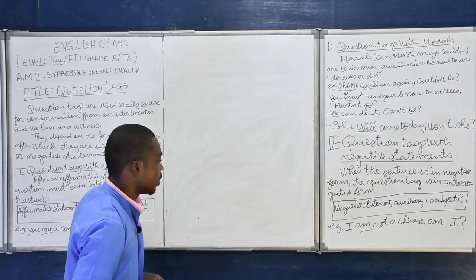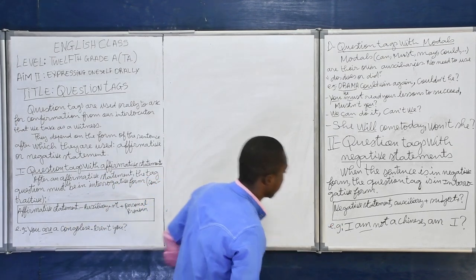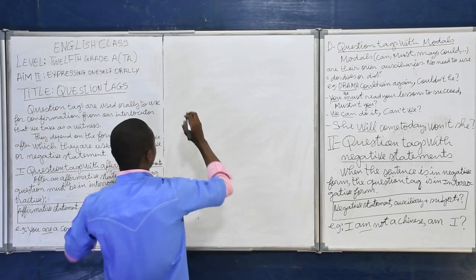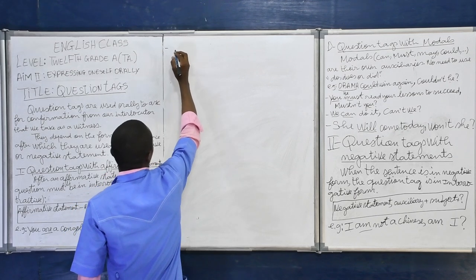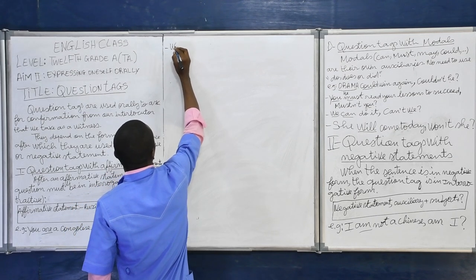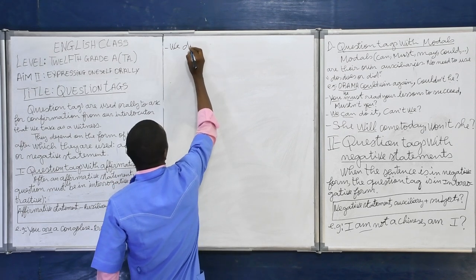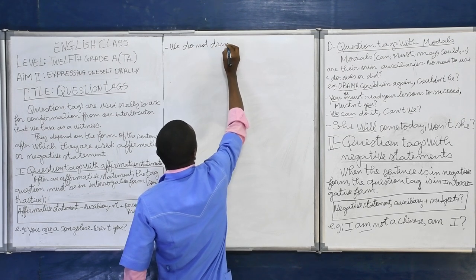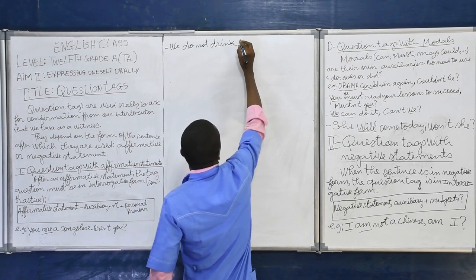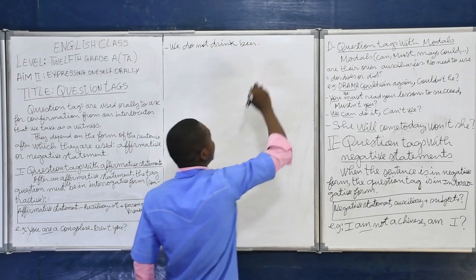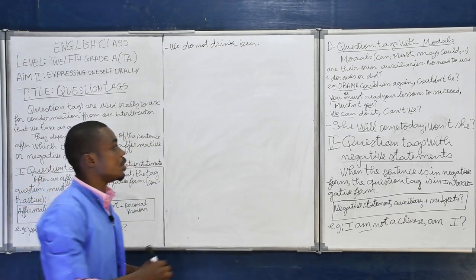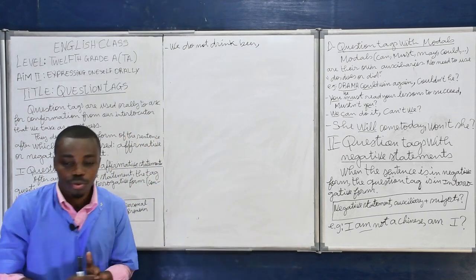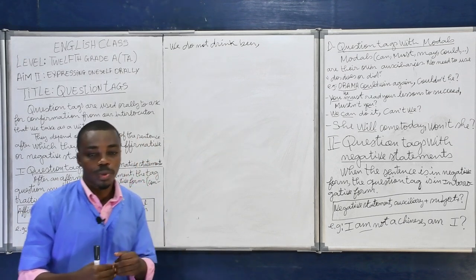Good. We've finished with this sentence and we move to the next one with an ordinary verb this time. You have, for example, we do not drink beer. Okay, you put a comma, not a full stop. We do not drink beer. Nous ne buvons pas de bière.